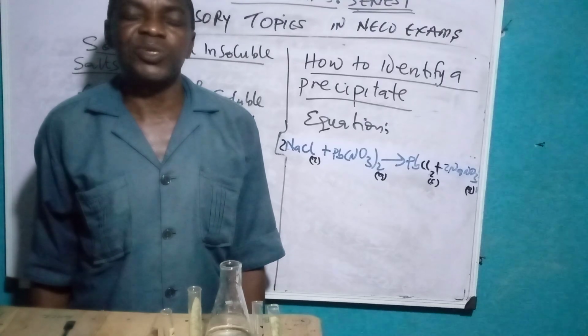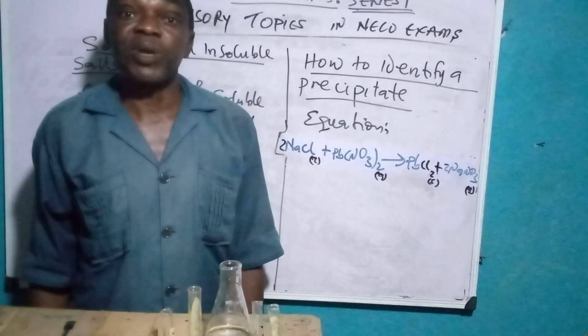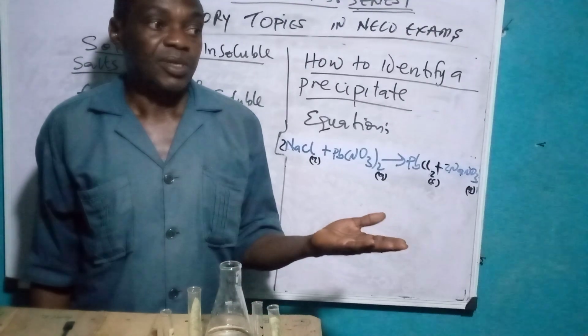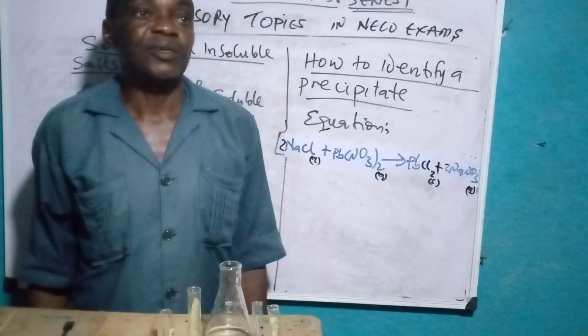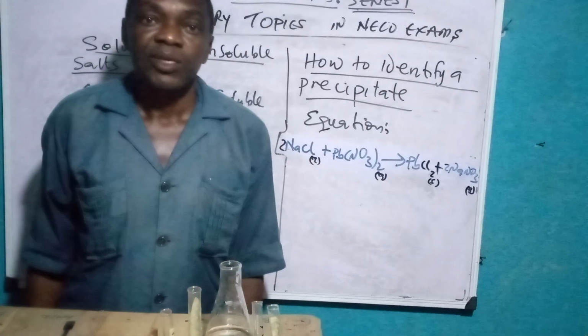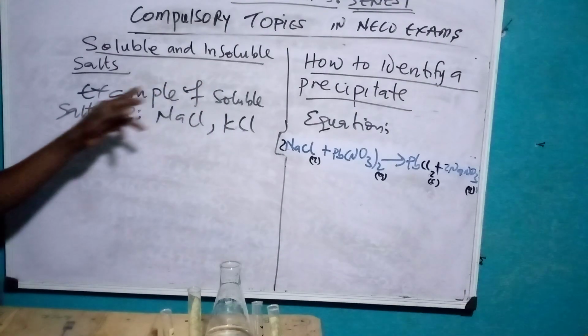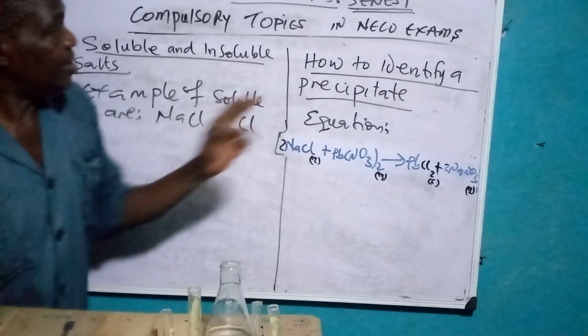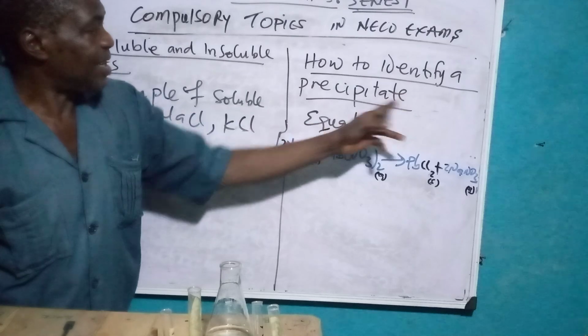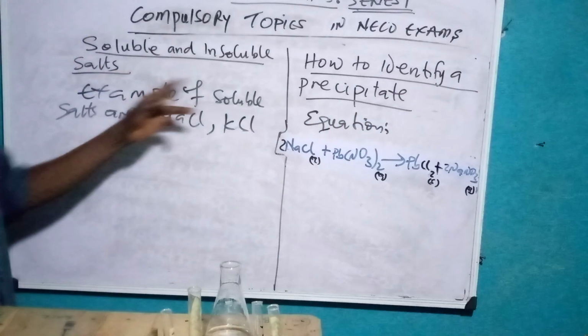Today we are going to continue in our series because, due to popular demand, I should put it in little forms so that you can easily understand them at a glance. So today we are going to discuss this topic. The topics are soluble and insoluble salts, that's the first one, followed by how to identify a precipitate. Now, soluble and insoluble salt.